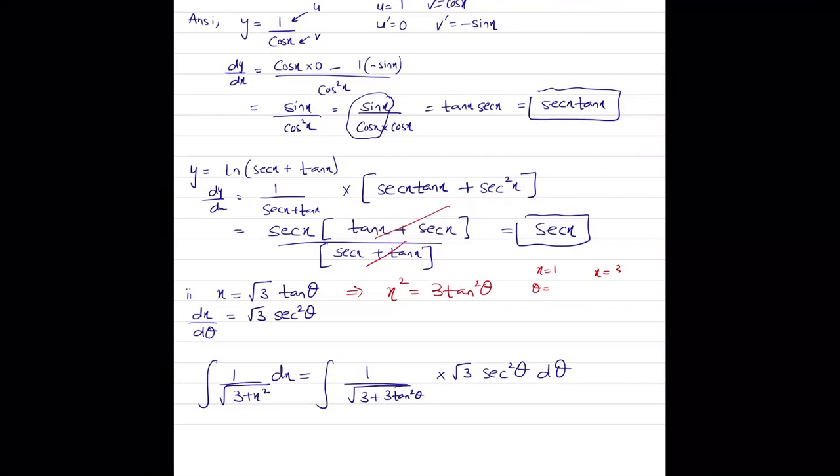Okay, now we need to integrate this after simplifying. So pi upon 3, pi upon 6. If I solve this denominator by taking 3 common, I'm going to get 1 plus tan squared theta times root 3 secant square theta d theta. If you recall the identity, 1 plus tan square theta is secant square theta. So this is going to be square root of secant square theta times root 3 secant square theta d theta.